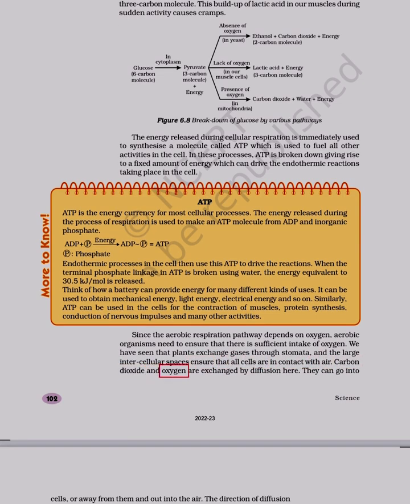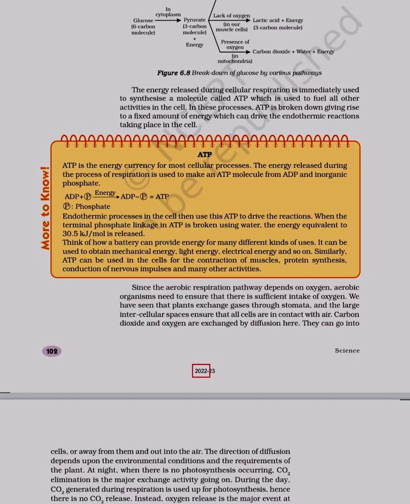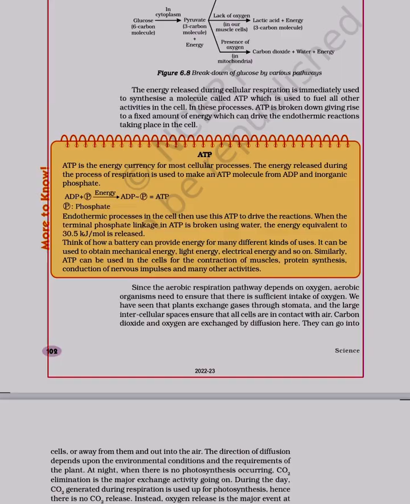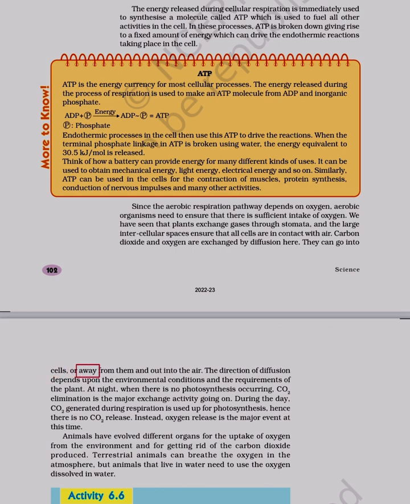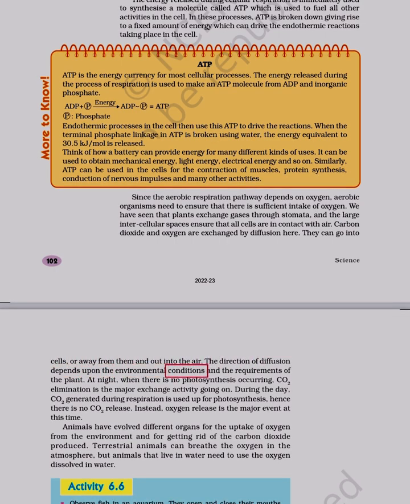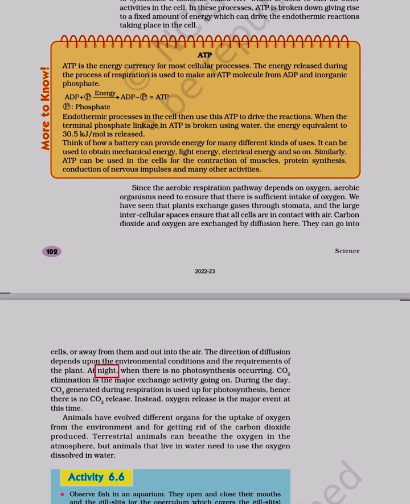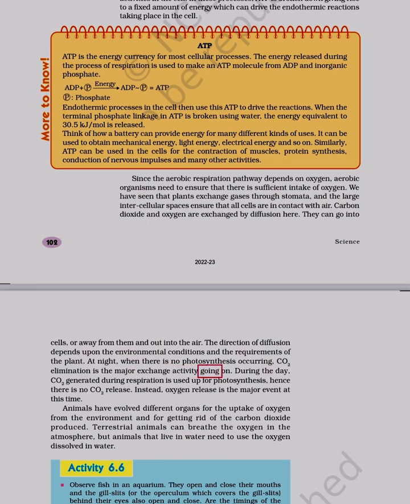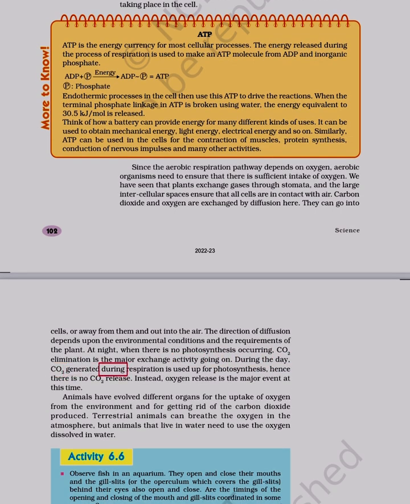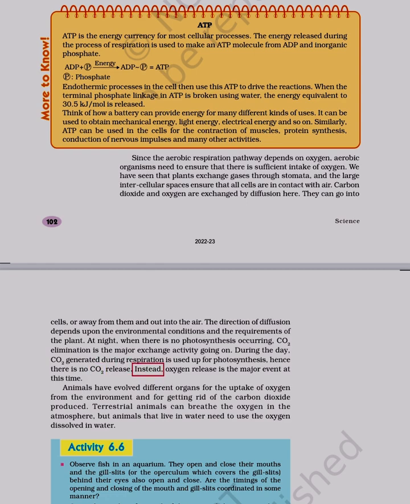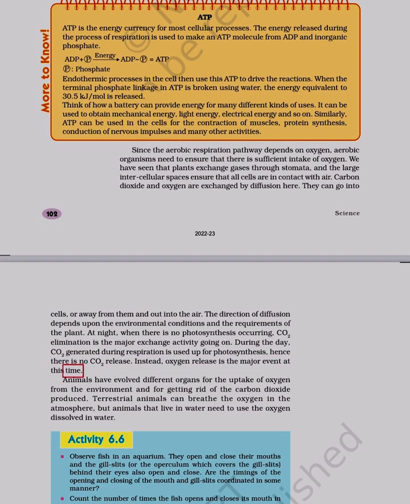Carbon dioxide and oxygen are exchanged by diffusion here. They can go into the cells, or away from them and out into the air. The direction of diffusion depends upon the environmental conditions and the requirements of the plant. At night, when there is no photosynthesis occurring, CO2 elimination is the major exchange activity going on. During the day, CO2 generated during respiration is used up for photosynthesis. Hence, there is no CO2 release. Instead, oxygen release is the major event at this time.